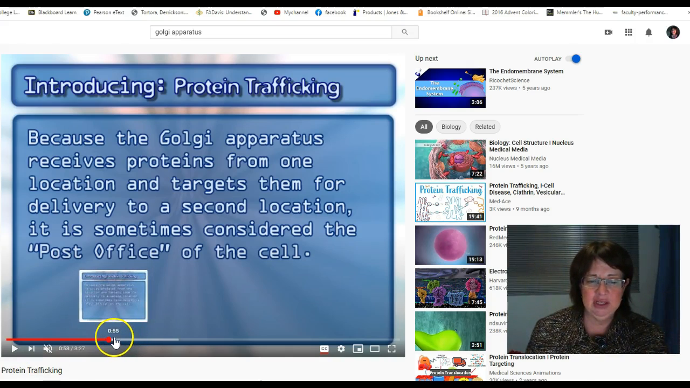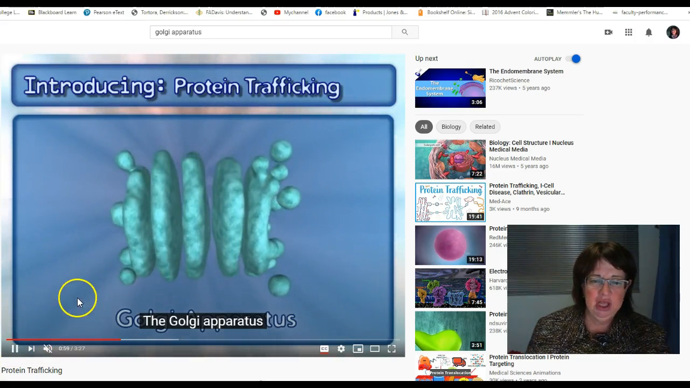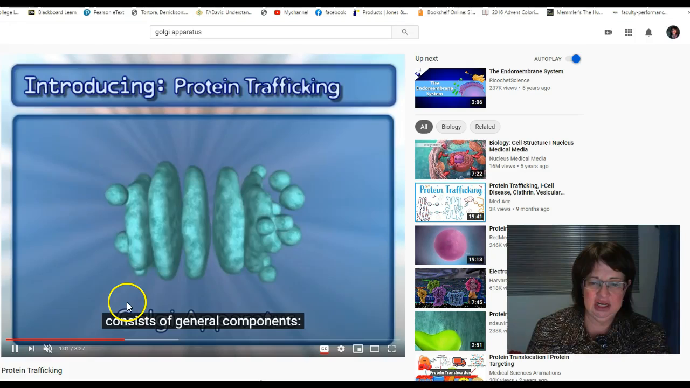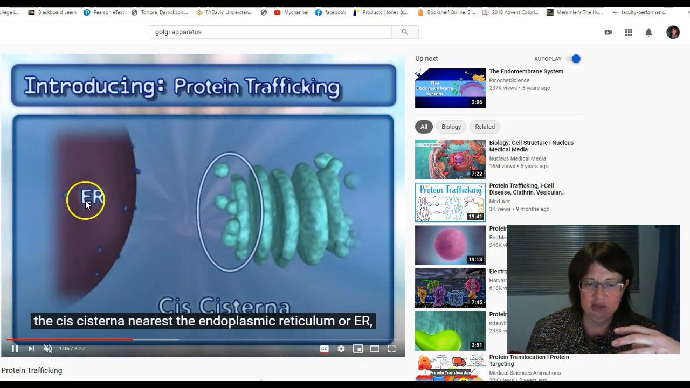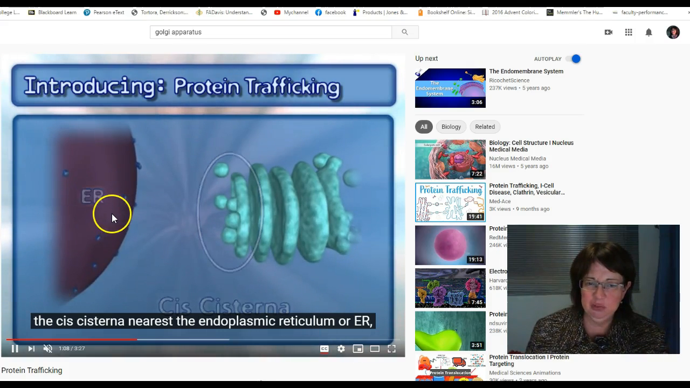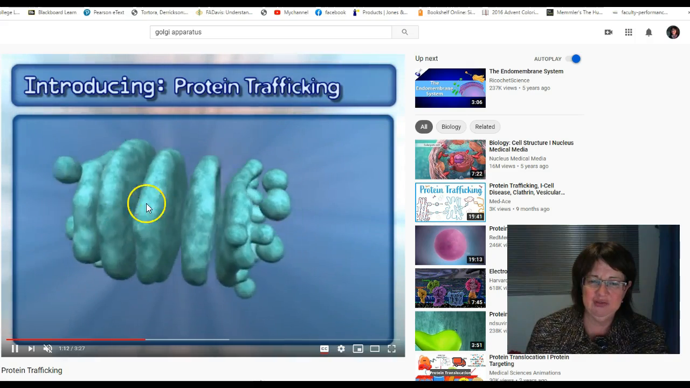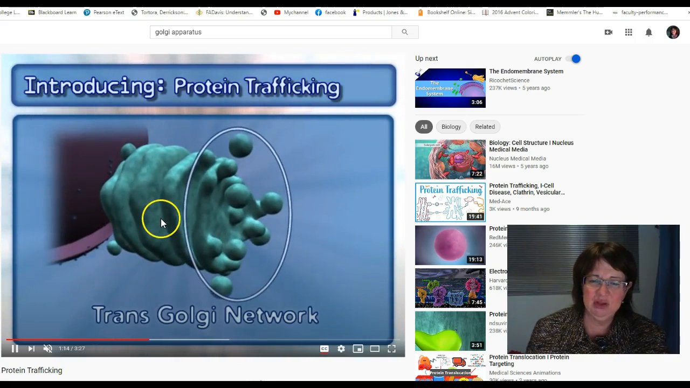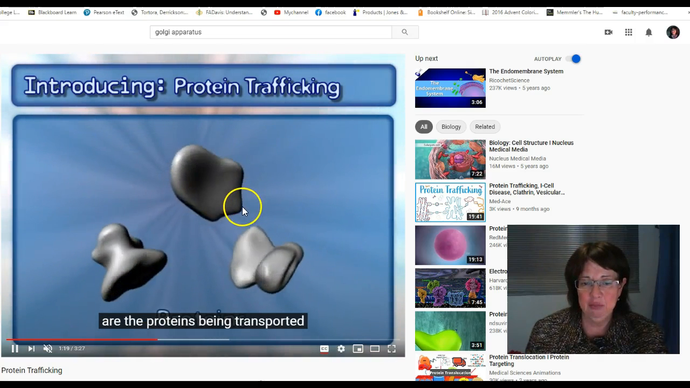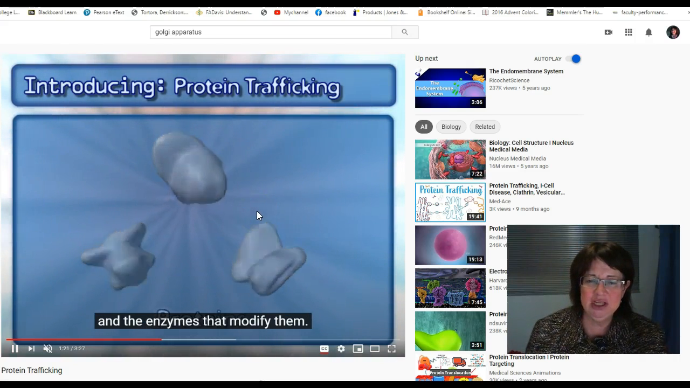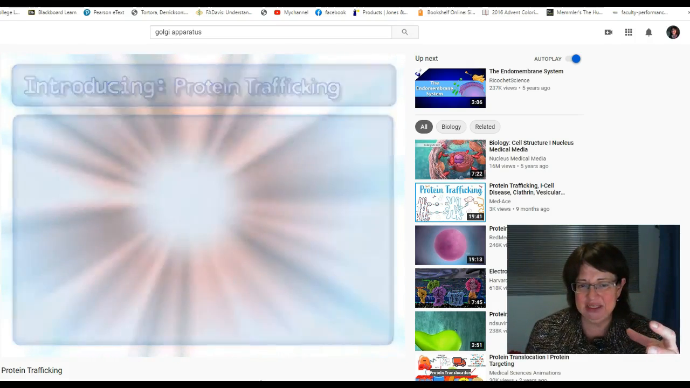Now, when you look at the Golgi, the Golgi apparatus consists of these components. A lot of terminology, but here's the ER. The endoplasmic reticulum will send off these little packages, which will then fuse together. And you'll have these stacked pancakes, which will then process things. So the proteins are transferred, and there are many enzymes in these situations.